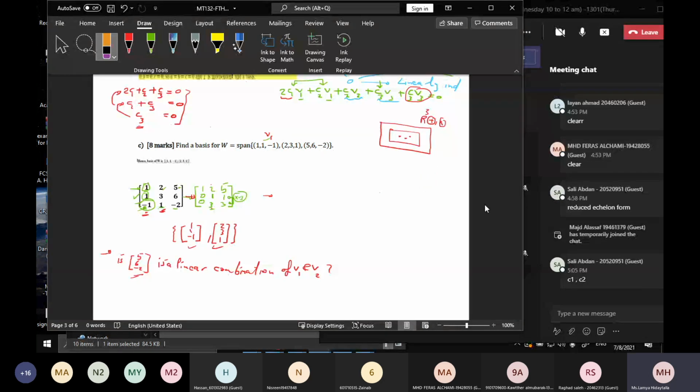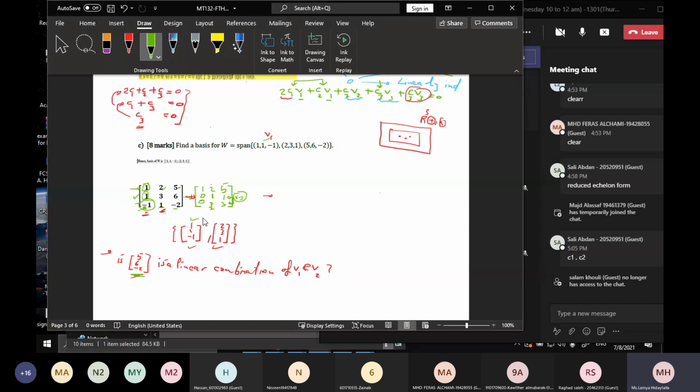That is, if this vector is a linear combination of this and this, that means I can find C1 and C2 such that 5, 6, minus 2 is equal to a certain constant C1 multiplied by the first vector 1, 1, minus 1, plus C2 multiplied by the second vector 2, 3, 1. So we're looking for this C1 and C2. How can I find them? What did we say?